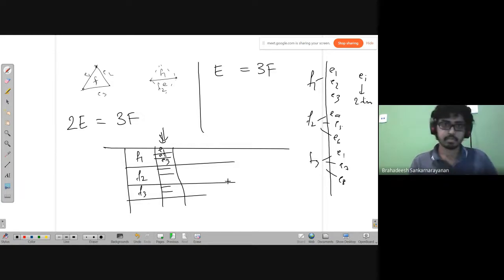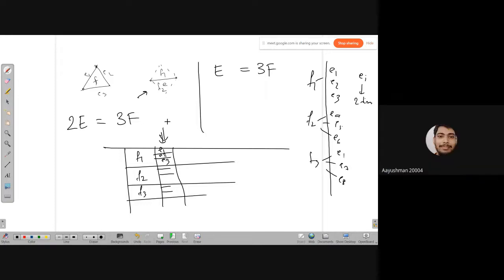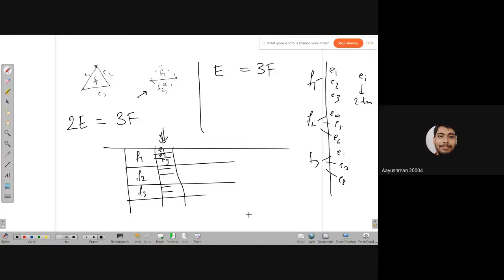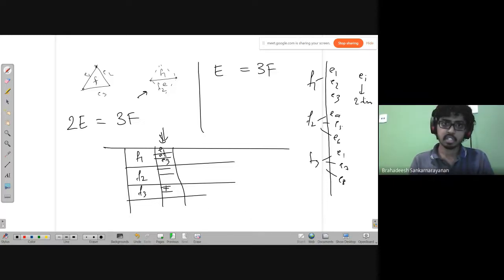Only 2 times. Because every edge will be on the boundary of exactly 2 faces. So it's going to appear exactly twice. If you sum over the number of elements in this column, how many are there? 2e. Every edge is there because every edge is on the boundary of some face.